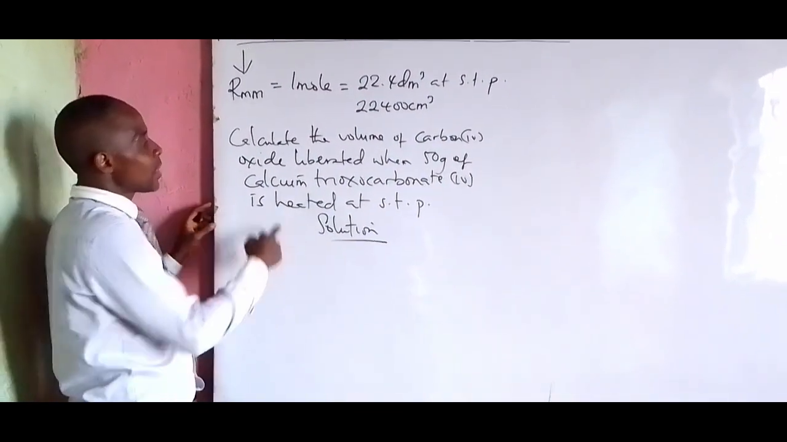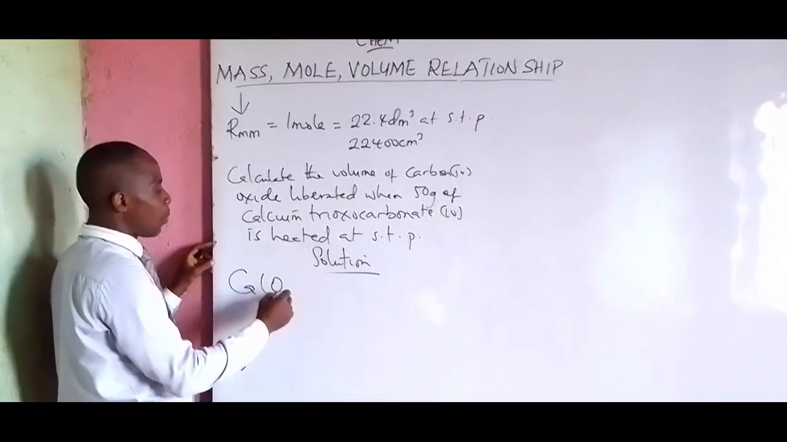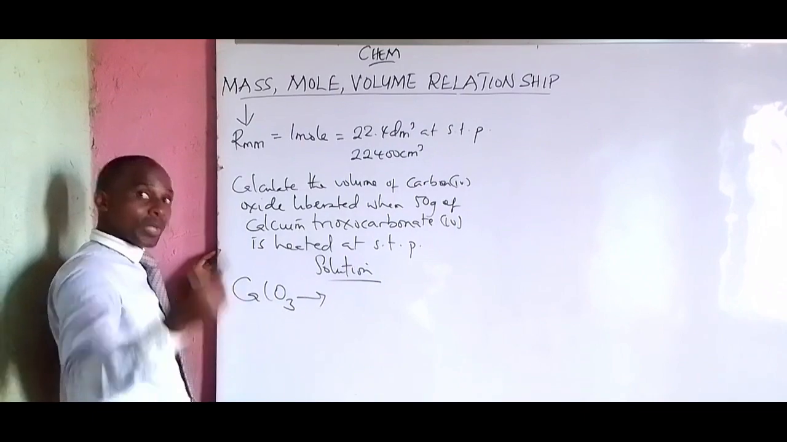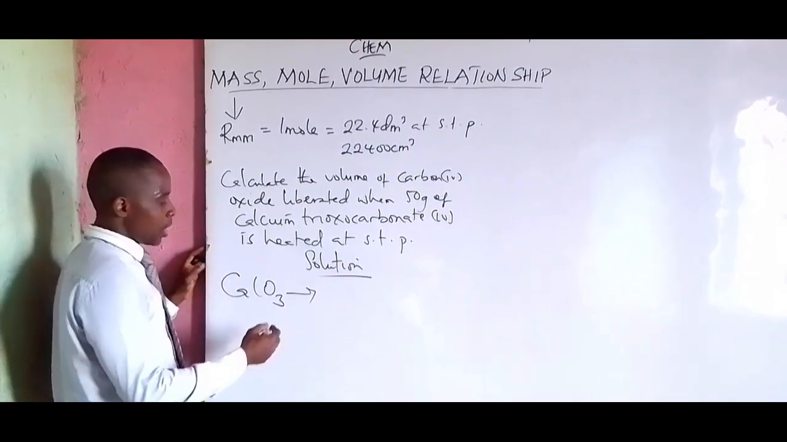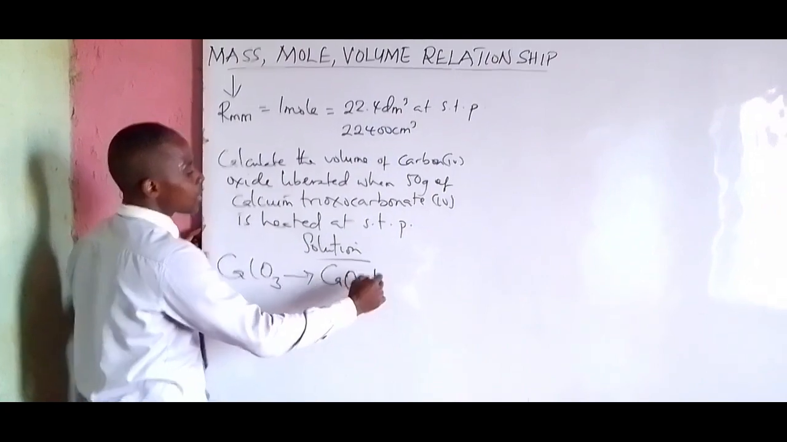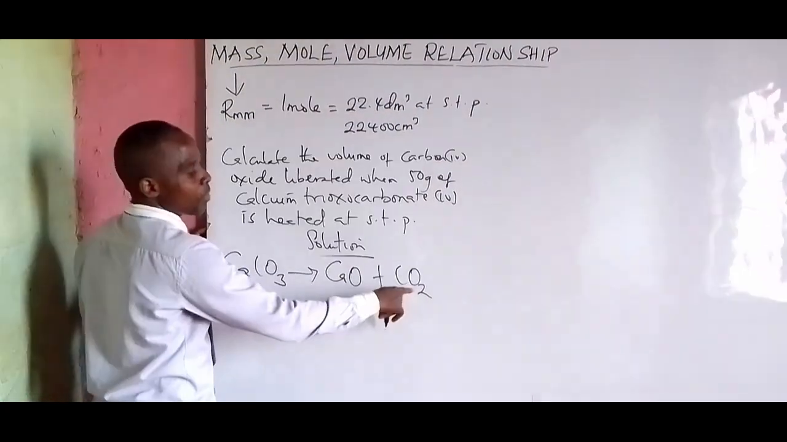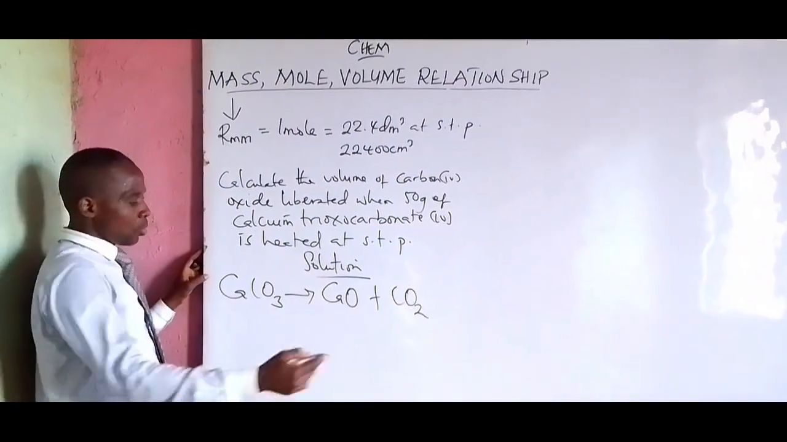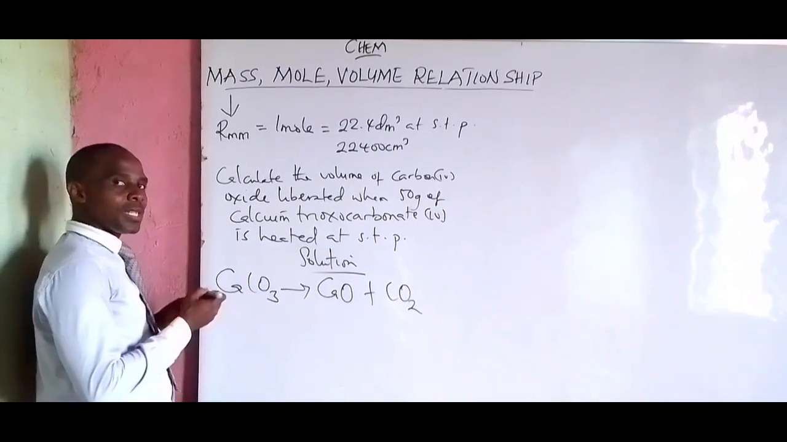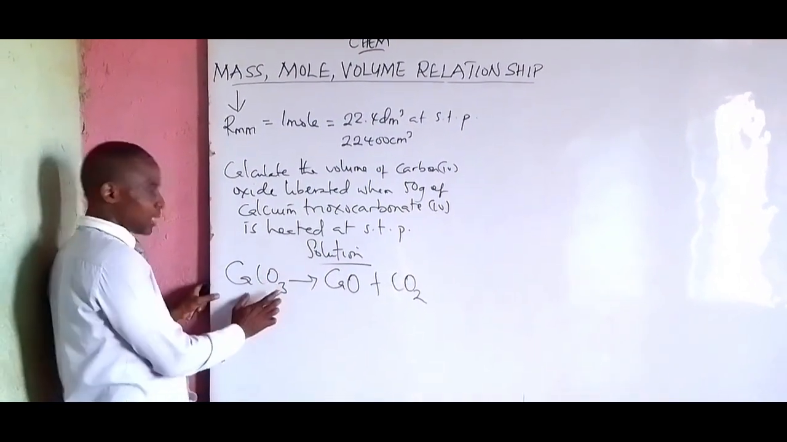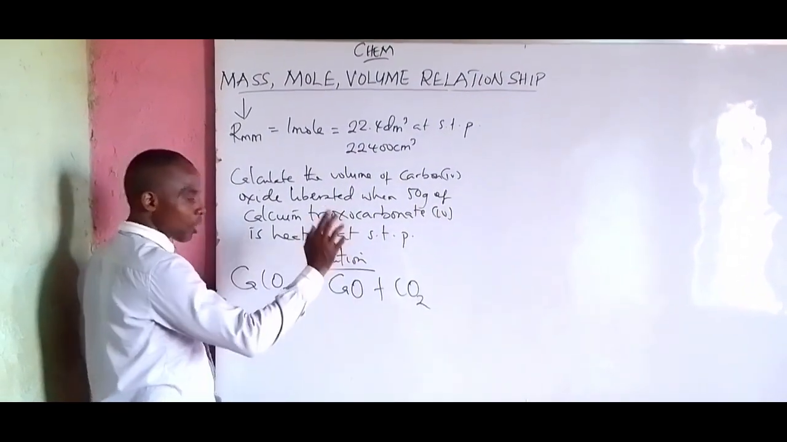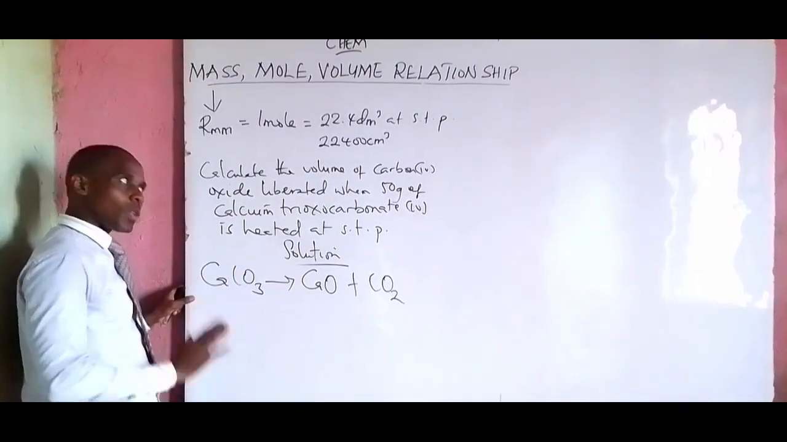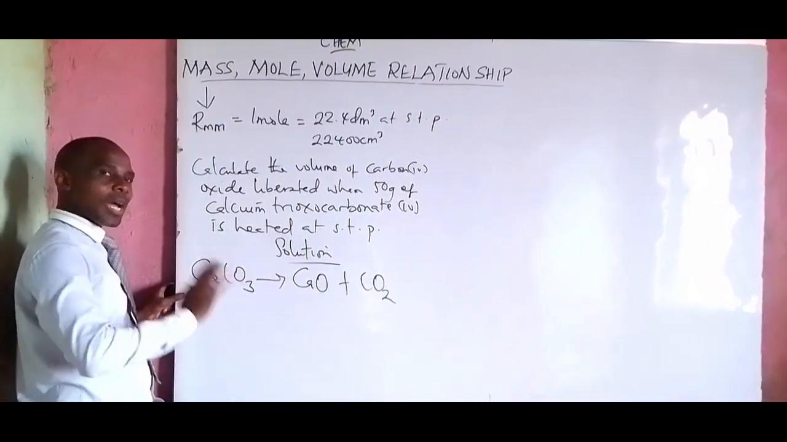The first thing we do: calcium trioxocarbonate IV, when you heat it, it decomposes to give us... I've taught you how to write and balance chemical equations. You can still request, we'll do it again. So when you heat this, you have calcium oxide and carbon IV oxide. If you look at this now, it's balanced. So now the first thing we have to do is to get the relative molecular mass of this, and of this, and of this. So let's get it now. I just want us to take it easy. Gradually you will get it.